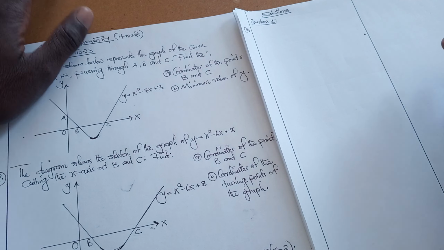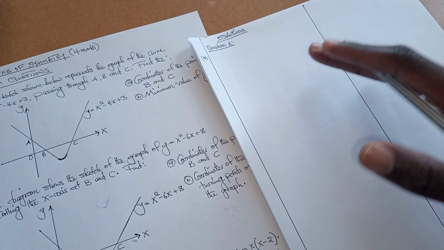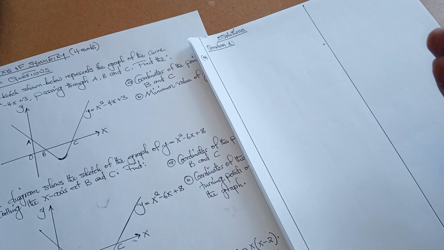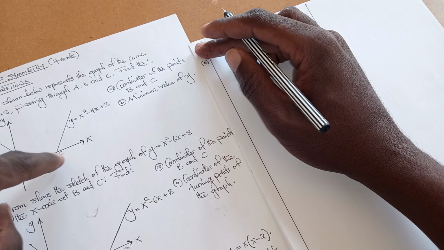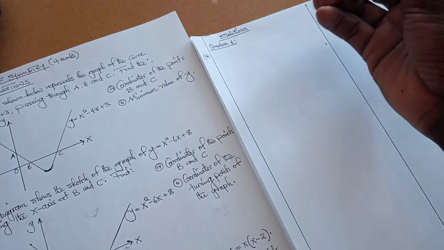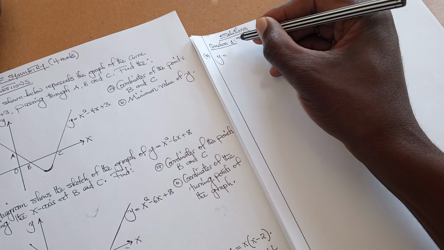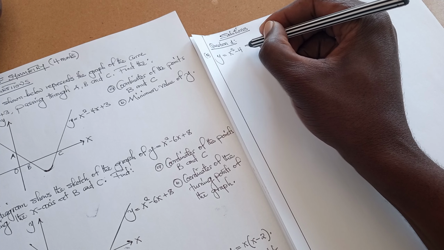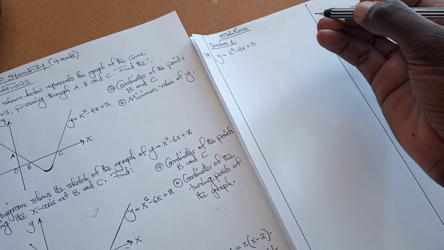For this topic you need to be conversant with quadratic factorization, which we looked at if you follow this channel. Now, for us to find the coordinates of these 2 points B and C, we are going to copy the equation that we have been given. So the first thing is we copy the equation y = x squared minus 4x plus 3.